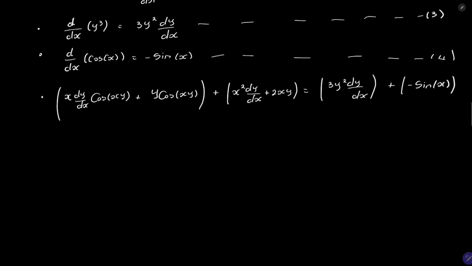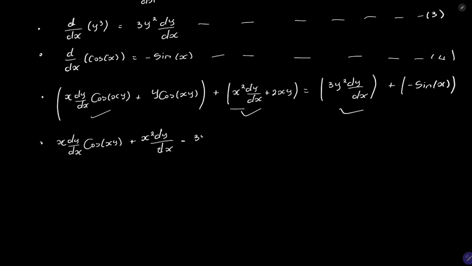This can be done by moving all terms which contain dy/dx to one side. So let's move them to our left hand side. Our first term is x dy/dx cos xy. This term contains dy/dx, so we'll leave it on this side. x squared dy/dx, we're done with this term. This term also contains it, moving it to the opposite side turns it to a minus y squared dy/dx. Those are all the terms which contain dy/dx.